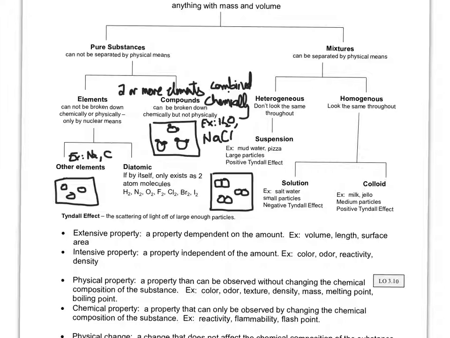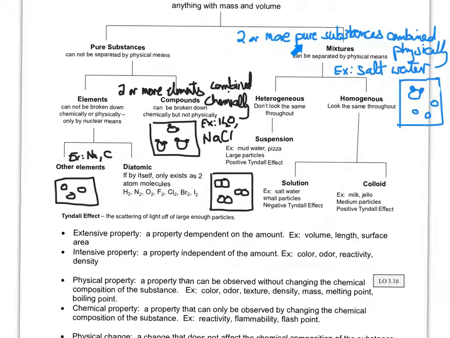All right, now what if you combine 2 or more of these pure substances together? Let's say you take 2 elements or 2 compounds or an element and a compound or 2 elements and 1 compound, any combination, and you combine them together physically. That makes a mixture. So 2 or more pure substances combined physically, and therefore, because they're combined physically, you can separate them physically.